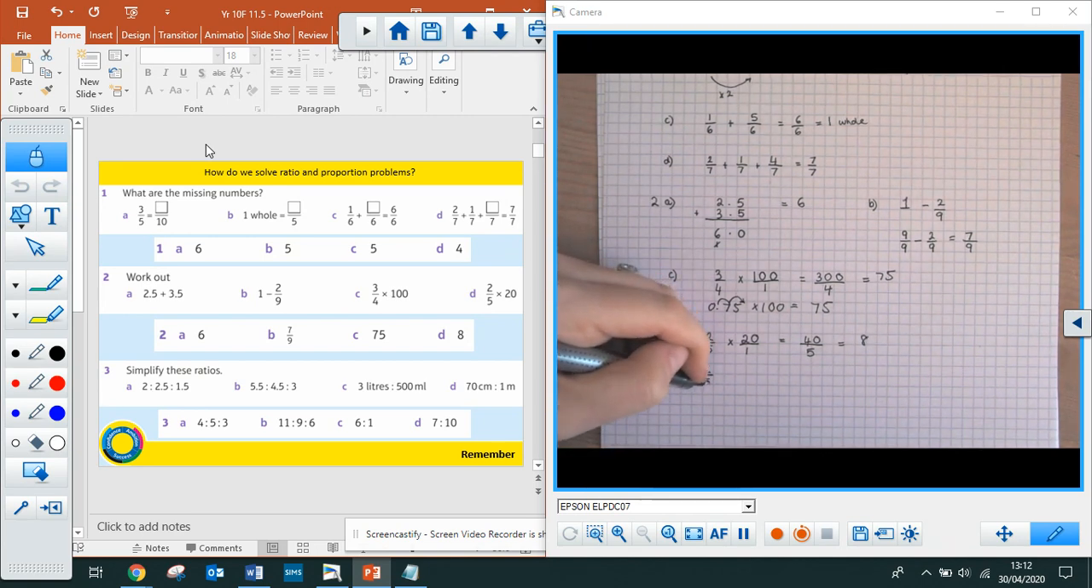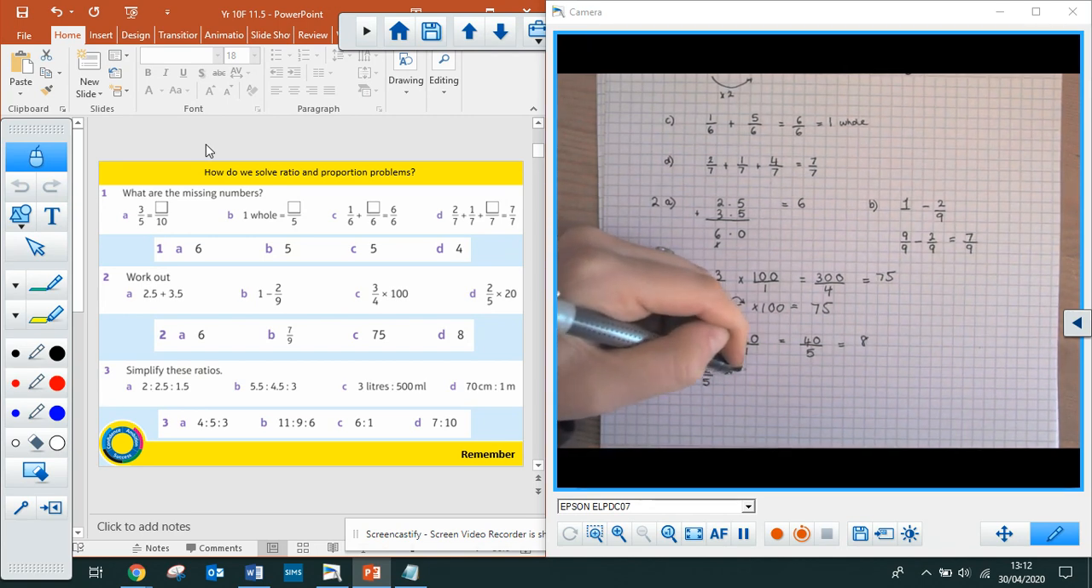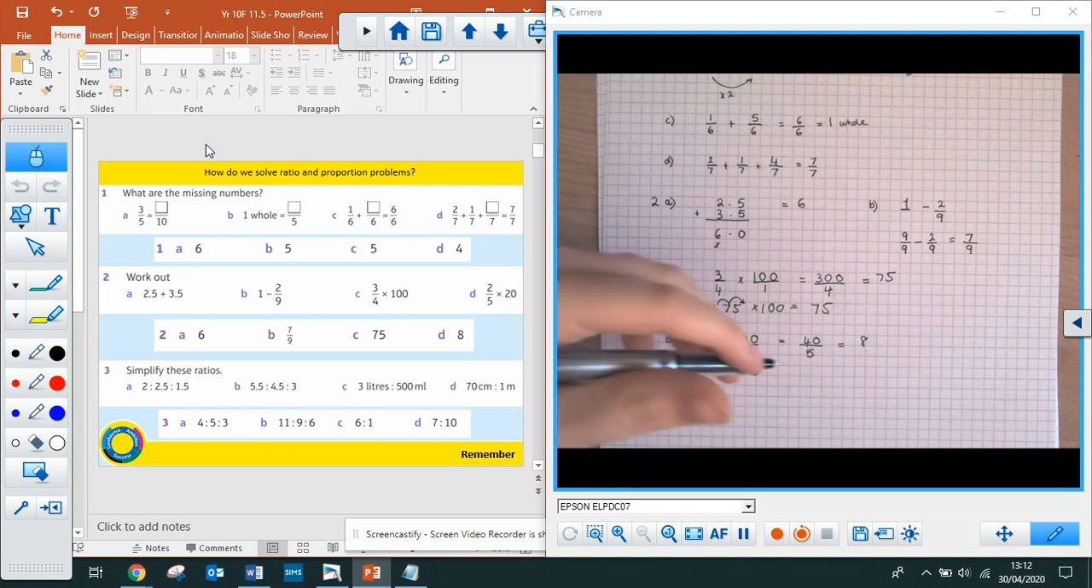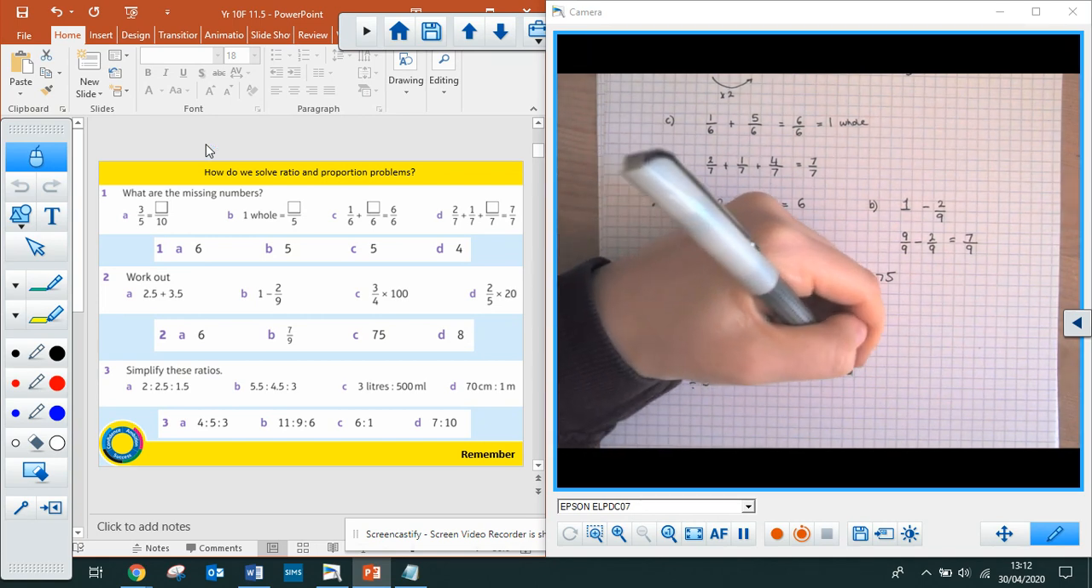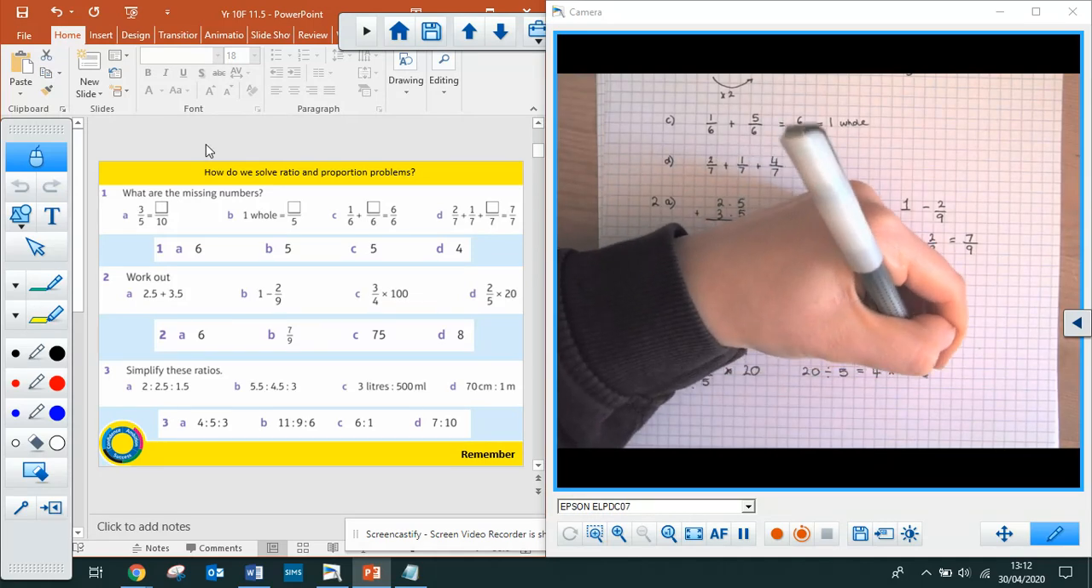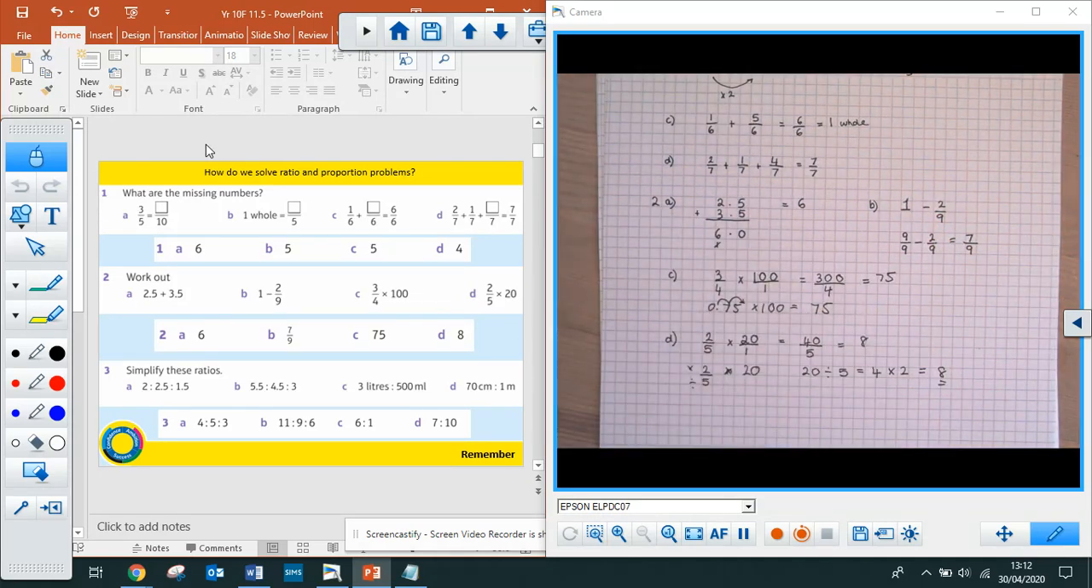The other way you can do it, times by 20, because it's a fraction of an amount. You divide by your denominator, times by your numerator. So I do 20 divided by 5, which equals 4. And then I multiply that by my numerator, which was 2, and that gives me 8 as well. Okay, it doesn't matter how you did it, as long as you got to the right answer.